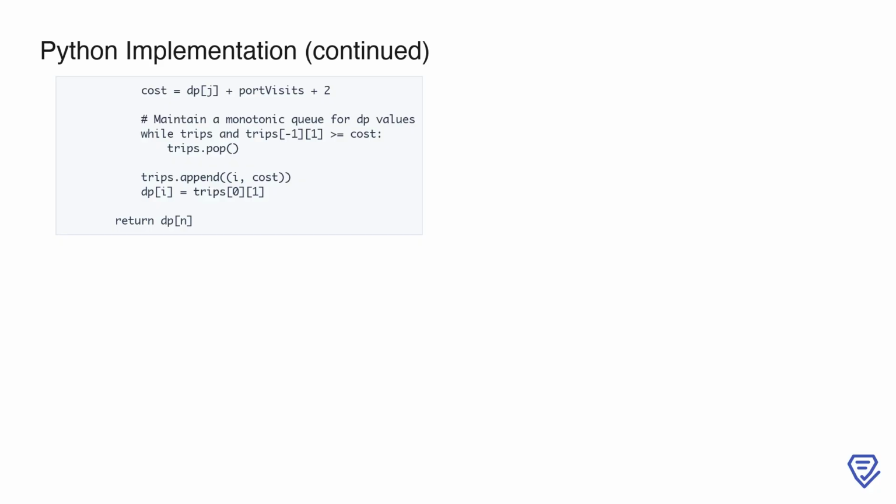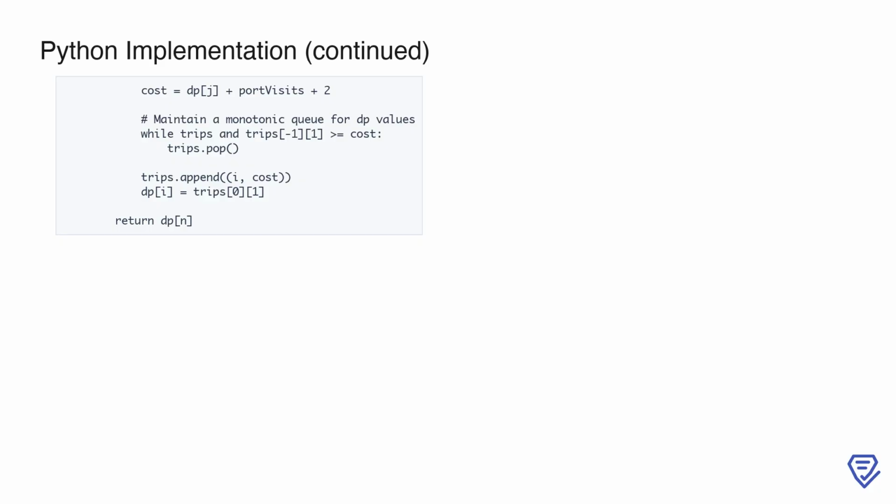This cost is the value at dp[j], representing the minimum trips to deliver boxes up to the start of the window, plus the number of port visits in the window, and an additional 2 trips for picking up and delivering the boxes. To maintain the efficiency of our solution, we use a monotonic queue to keep track of the minimum costs. If the cost of the current solution is less than or equal to the last element in the trips deque, we remove the less optimal solutions from the deque. We then append the current box index and its associated cost to the trips deque.